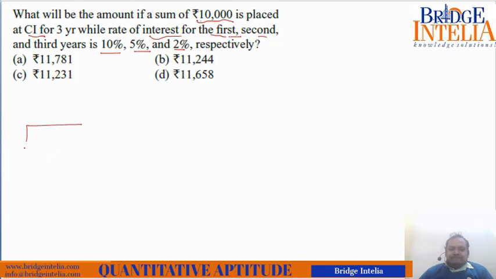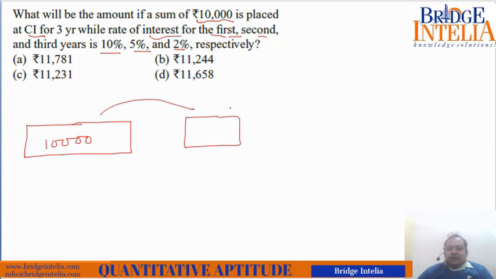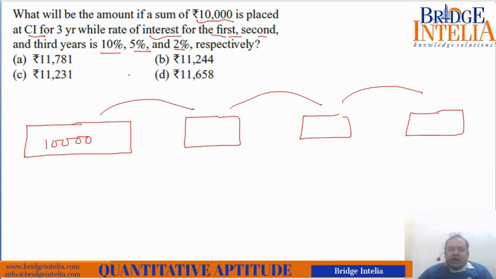So it means you deposited 10,000 rupees and you want to know what happened to this after 3 years. And what were you doing in these 3 years? First year, you increased this by 10%. Second year, you increased this by 5%. Third year, you increased this by 2%. So what is the net compounding effect? This is the original value.